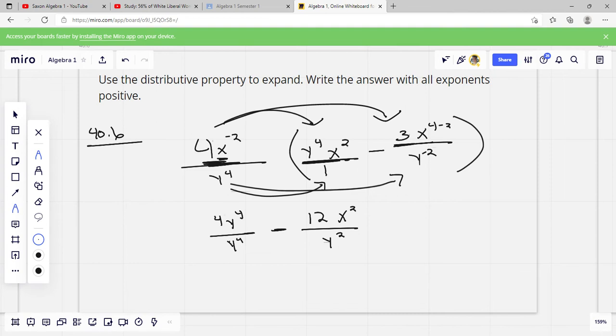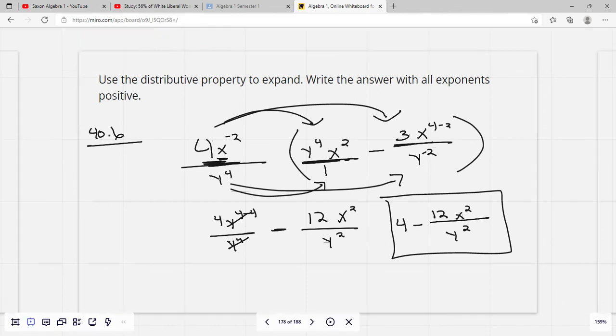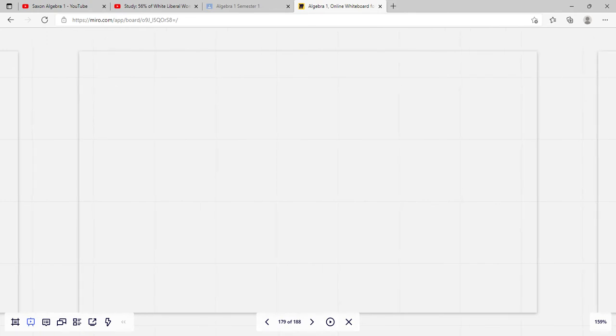Okay, now if we look at this, y to the 4th over y to the 4th, those can cancel each other, right? Or if we move that one up from the bottom, we'd have minus 4. 4 minus 4 is 0, so there's no y's. So we would have 4 minus 12x squared over y squared. All right, and that would be the answer to that with all of our exponents positive. Now, a lot of times it's going to tell you how it wants you to write your exponents. If it doesn't tell you how to write them, then you can do it however you want, and then I will just make sure that it's equivalent when I'm grading.